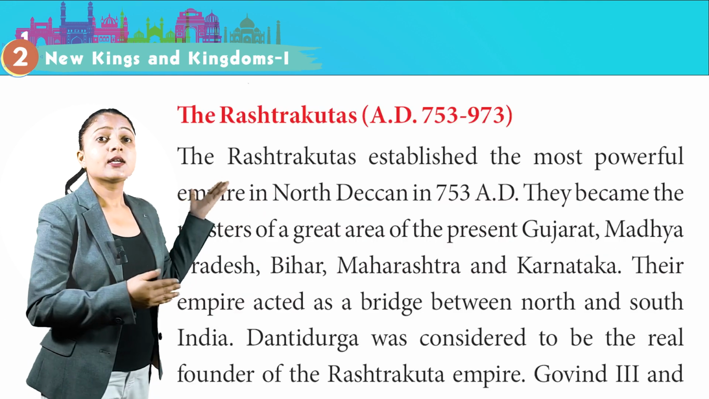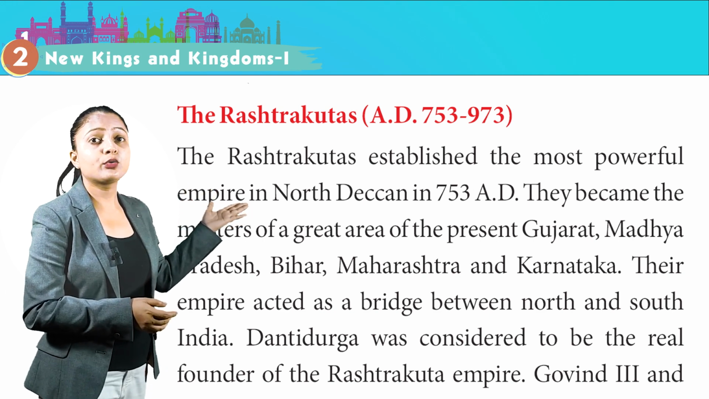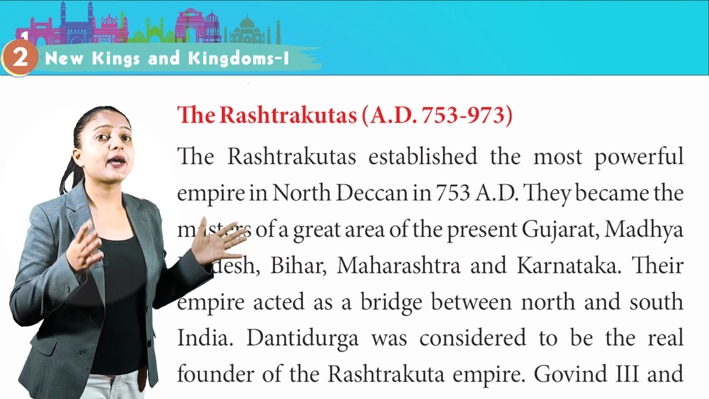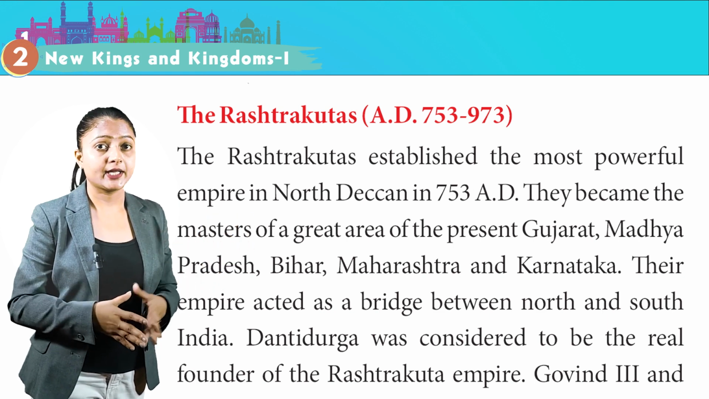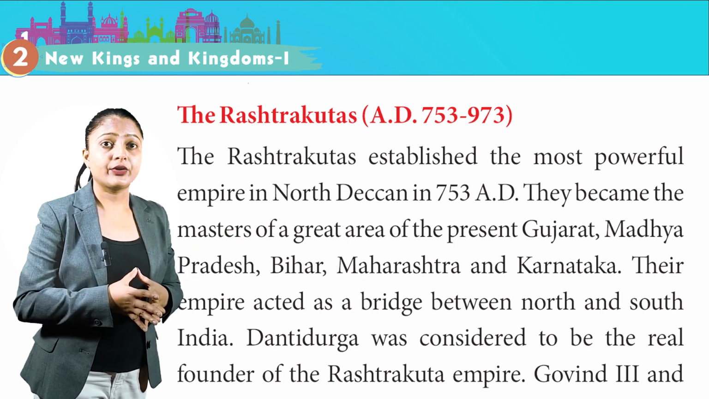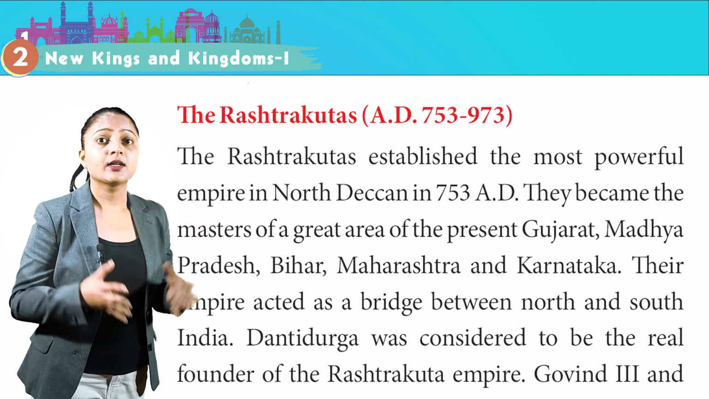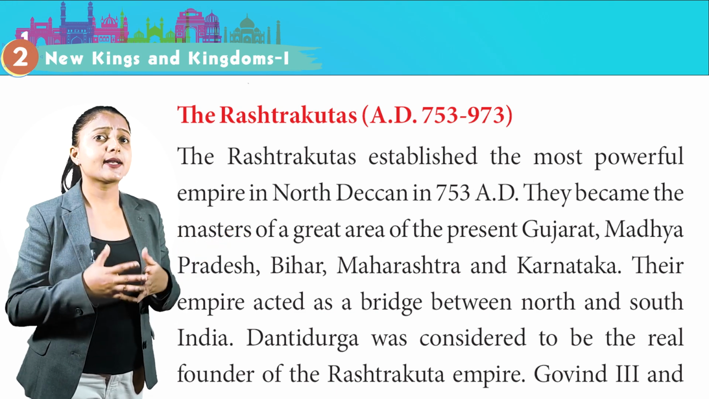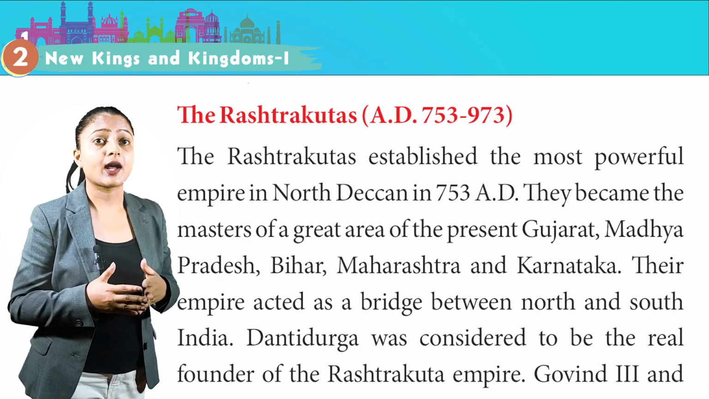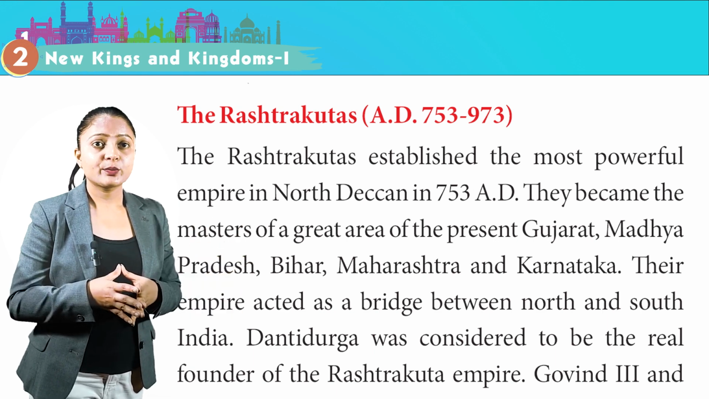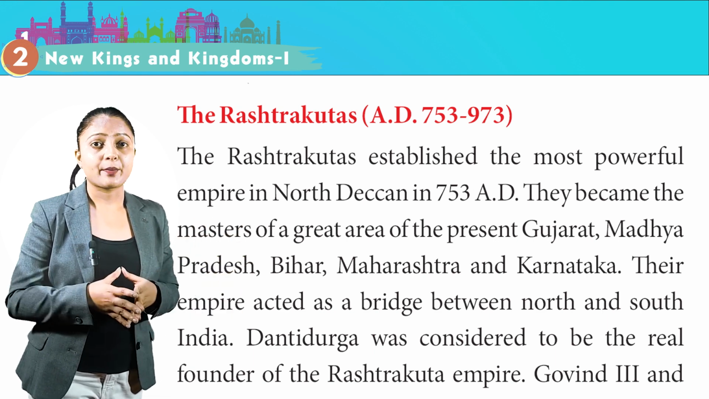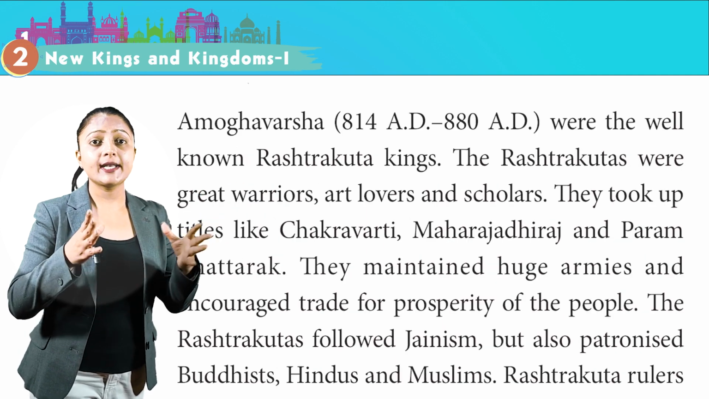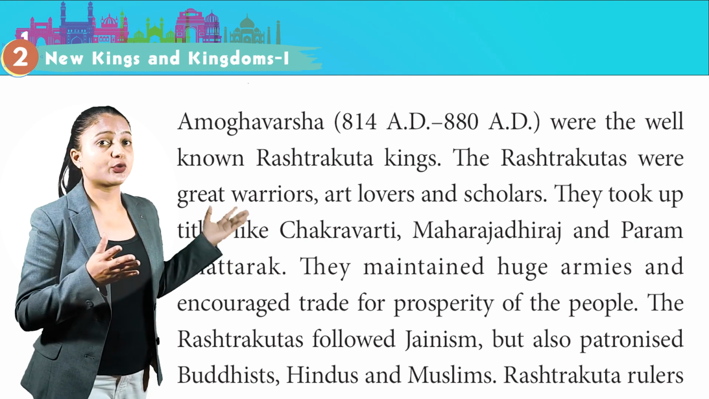The Rashtrakutas, 753 to 973 AD. The Rashtrakutas established the most powerful empire in North Deccan in 753 AD. They became the master of great area of the present Gujarat, Madhya Pradesh, Bihar, Maharashtra and Karnataka. Their empire acted as a bridge between North and South India. Danti Durg was considered to be the real founder of the Rashtrakuta Empire. Govind III and Amogh Varsha, 814 AD to 880 AD, were the well-known Rashtrakuta kings.